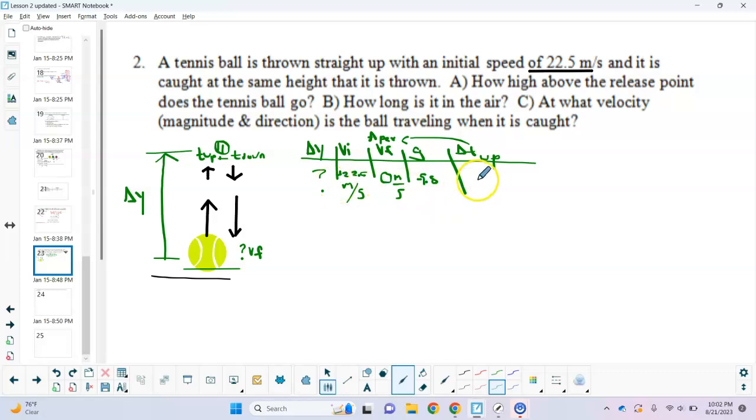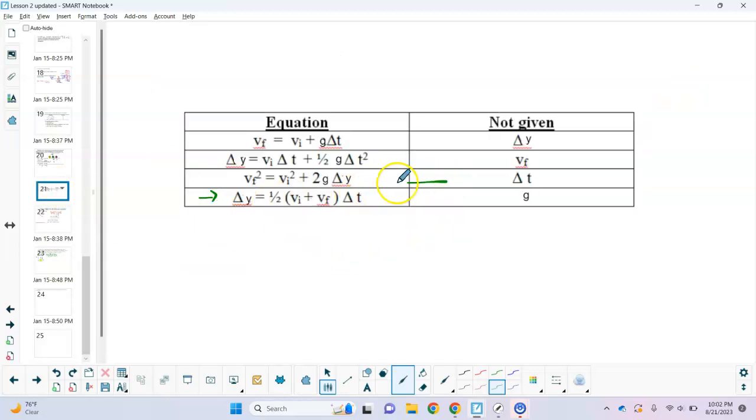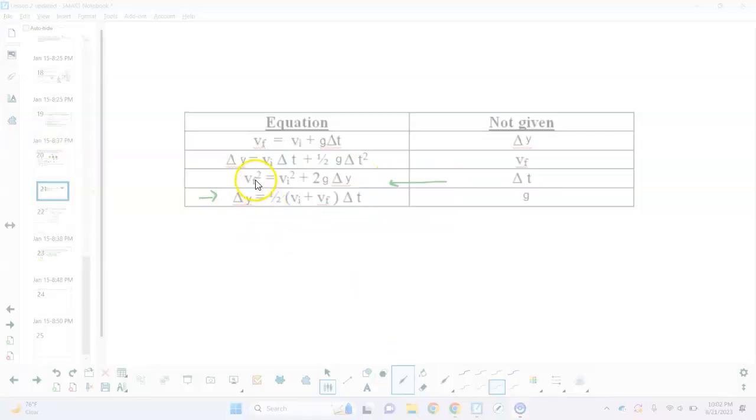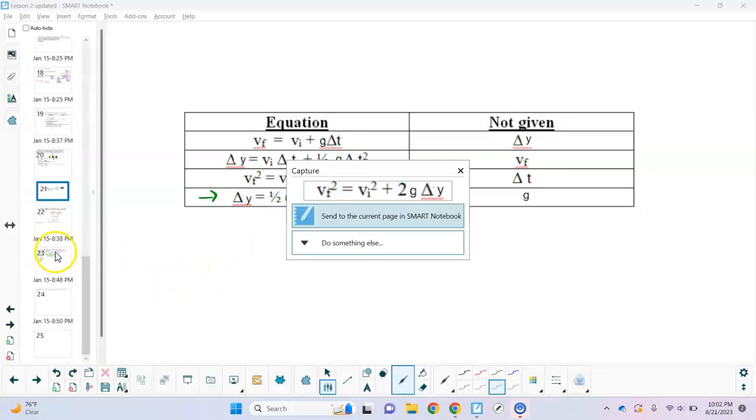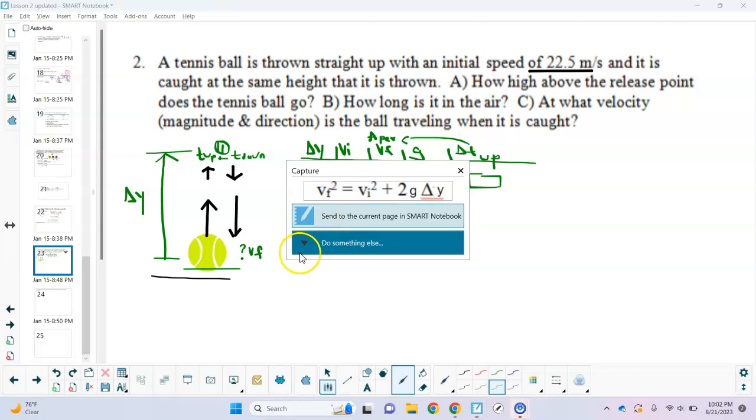We're good. We're going to solve for delta y. I don't have time in part A, so we're going to solve without time. So coming back here, the equation without time is that third one. So I'm going to grab that picture and capture that. And I'm going to send it here.